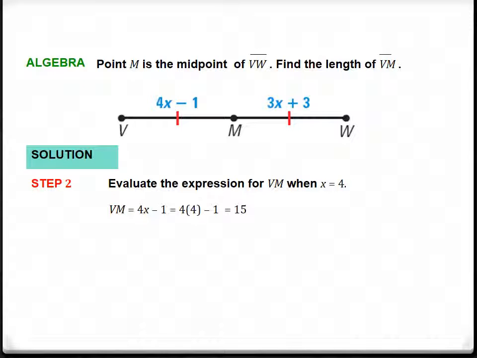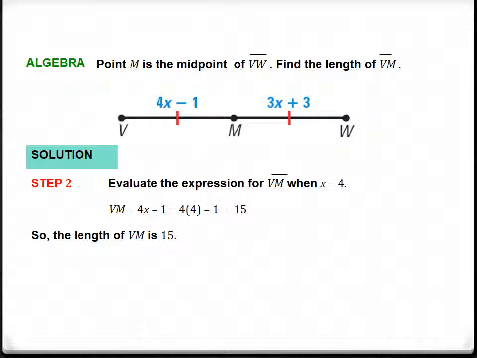So VM, remember, was 4x minus 1. So we substitute 4 in for x, and we get 4 times 4 minus 1. So that'd be 16 minus 1, which is 15. So the length of VM is 15.